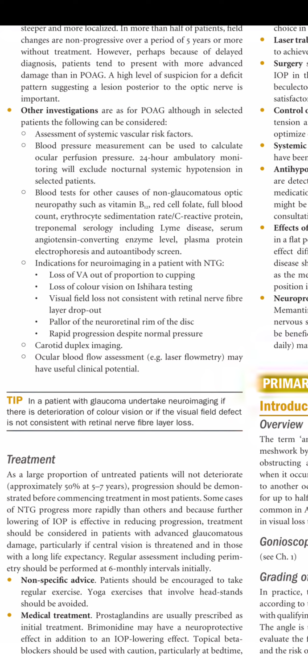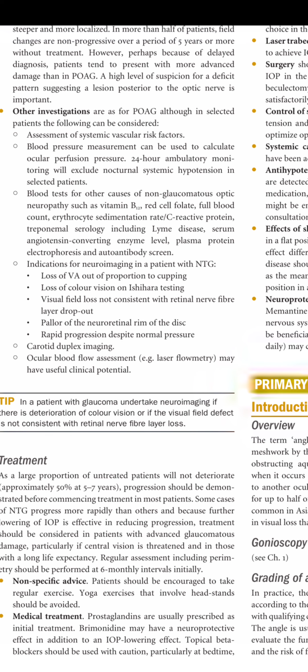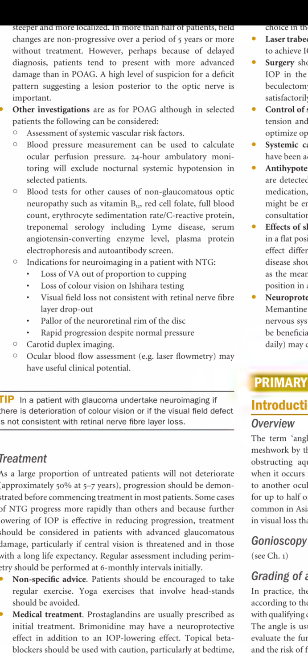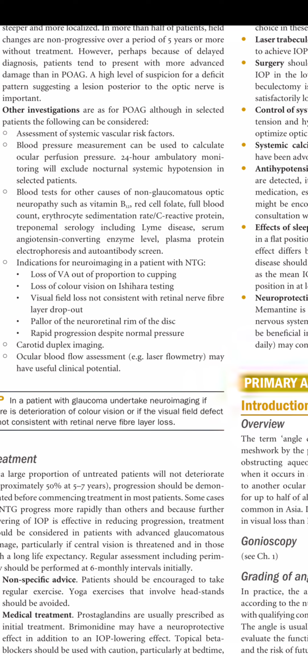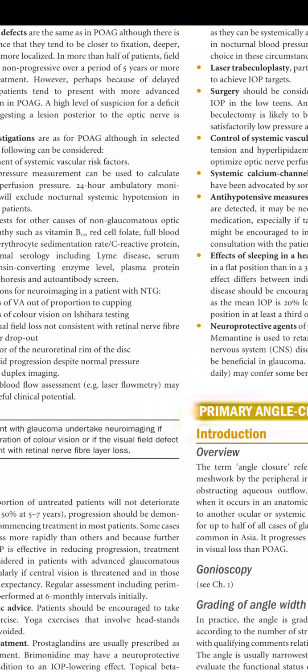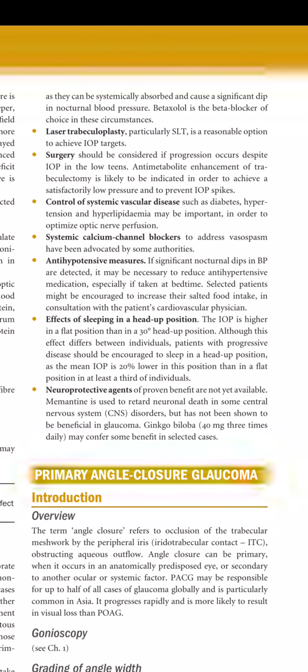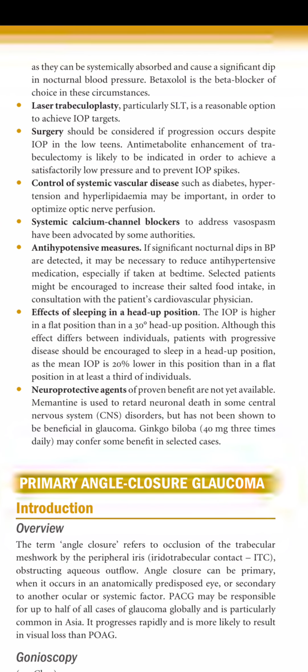Medical treatment: prostaglandins are usually prescribed as an initial treatment. Brimonidine may have a neuroprotective effect in addition to the IOP lowering effect. So brimonidine is one of the alpha 2 agonists, and it also has a neuroprotective role. Topical beta blockers should be used with caution, particularly at bedtime, as they can be systemically absorbed and cause a significant dip in nocturnal blood pressure. Betaxolol is the beta blocker of choice in these circumstances. Laser trabeculoplasty, particularly SLT, is a reasonable option to achieve IOP targets.